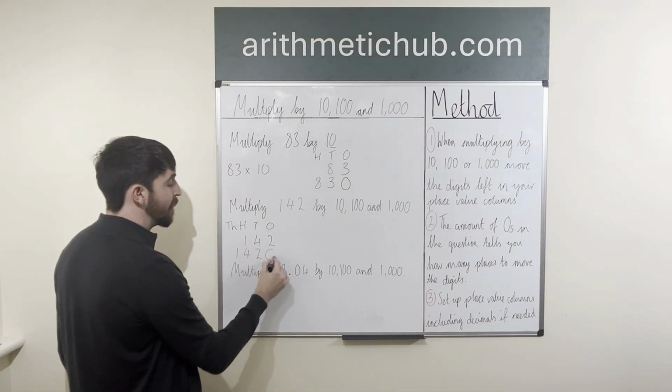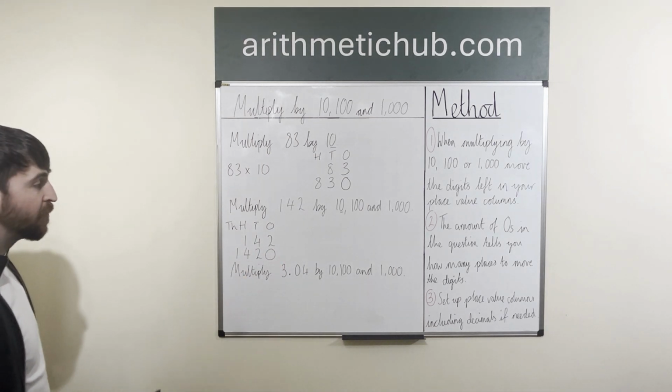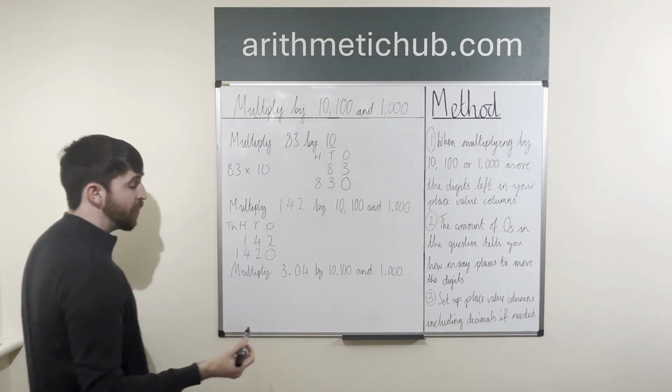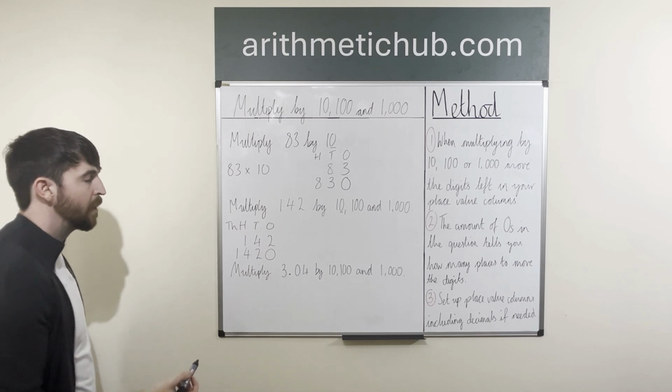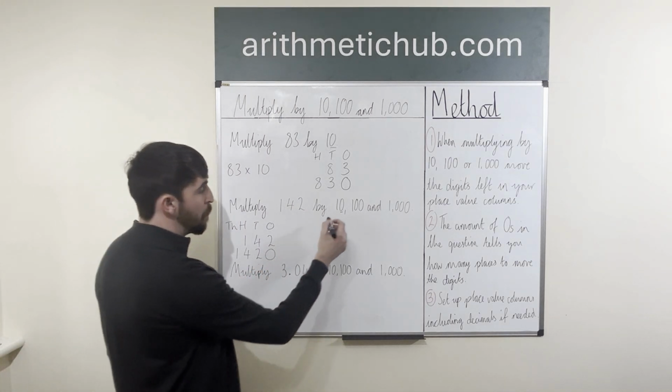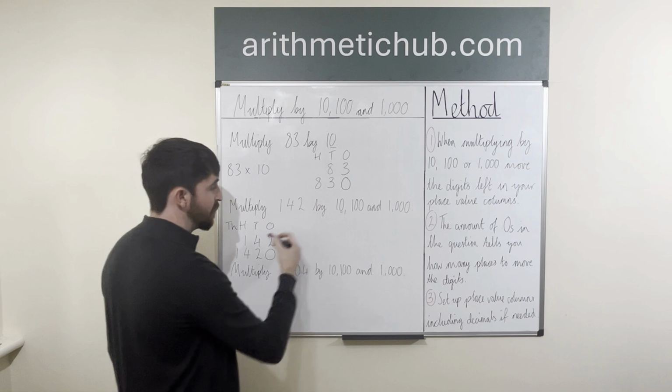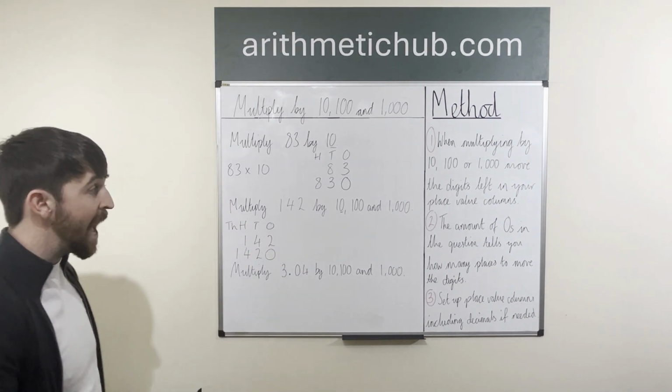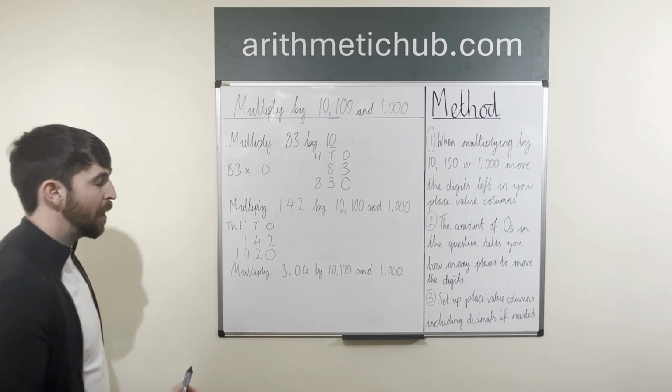So I need to put my placeholder in again, don't I? So 142 times by 10 is 1,420. Now what I'm going to do is I'm going to go back to the question, because it says I need to times it by 10 and 100 and 1,000, doesn't it?